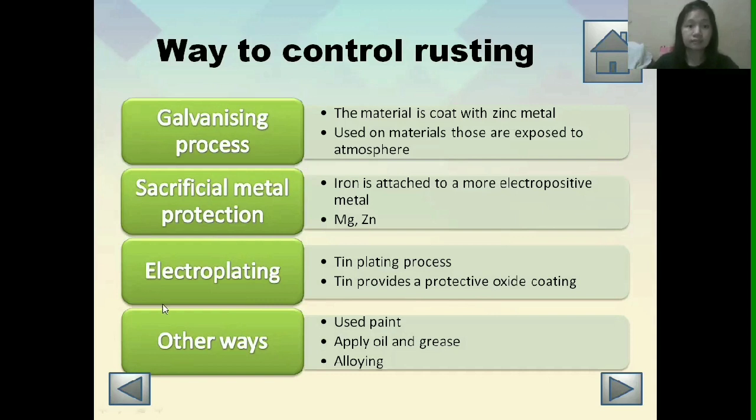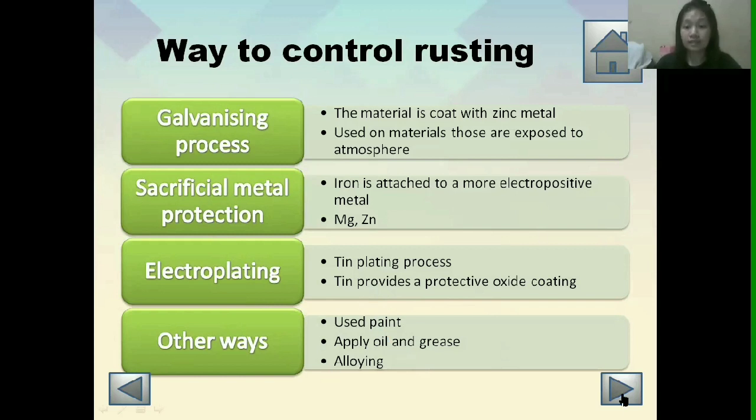Then the electroplating, such as the tin plating process, because the tin can provide a protective oxide coating which will prevent the rusting. There are also other ways to control rusting. For example, we can apply paint, and we can apply oil and grease to protect the moving parts of the motor, engine, or machine. Then alloying is also one of the methods that can be used to control rusting.